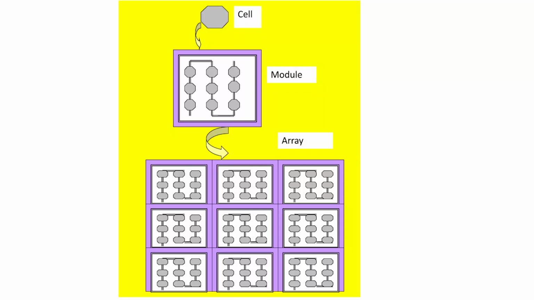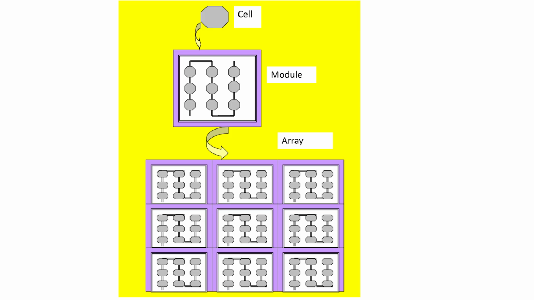Suppose the output voltage, or you can say open circuit voltage, of one solar cell is 0.5 volt and the current is 4.4 ampere. Here you can see in the module, 9 solar cells are connected in series. So the output voltage or open circuit voltage of one module is 9 into 0.5. And because all cells are connected in series, the current will be the same, 4.4 ampere.